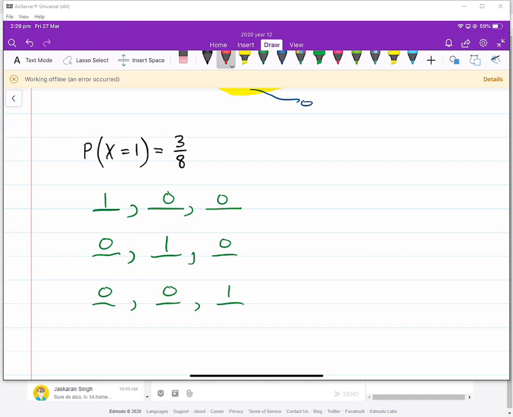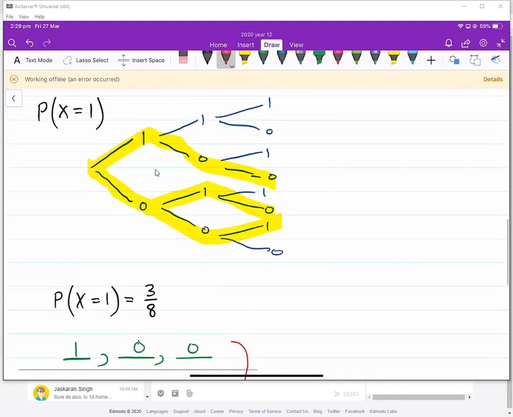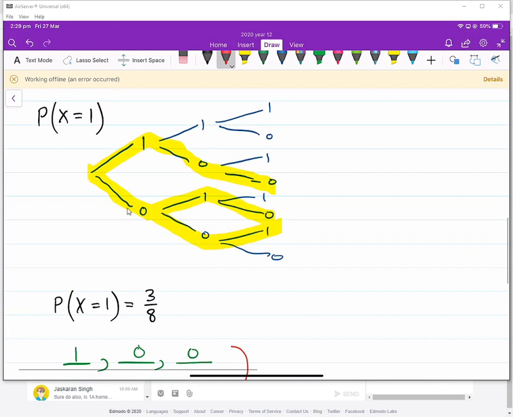Or we didn't even need to go through and work that out, because we could have seen that there were nCr ways that this could have actually occurred. What I mean by that is, we had 3 different trials, and we want to choose the 1. So let's do 3C1, which is 3. So this is the number of ways we could have actually done this, which is 3. That's what we've just found. There were 3 paths to get that.